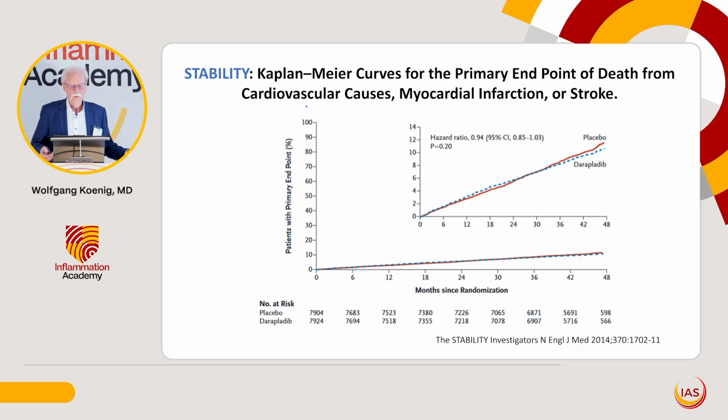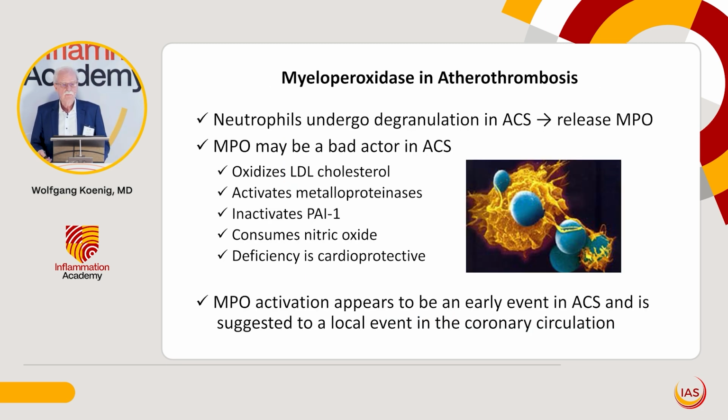Unfortunately, as you can see here, when you look at the Kaplan-Meier curves, this was STABILITY, a study in patients with chronic cardiovascular disease who received darapladib, and unfortunately, for the primary endpoint and also for secondary endpoints, there was no effect seen. Another marker is myeloperoxidase.